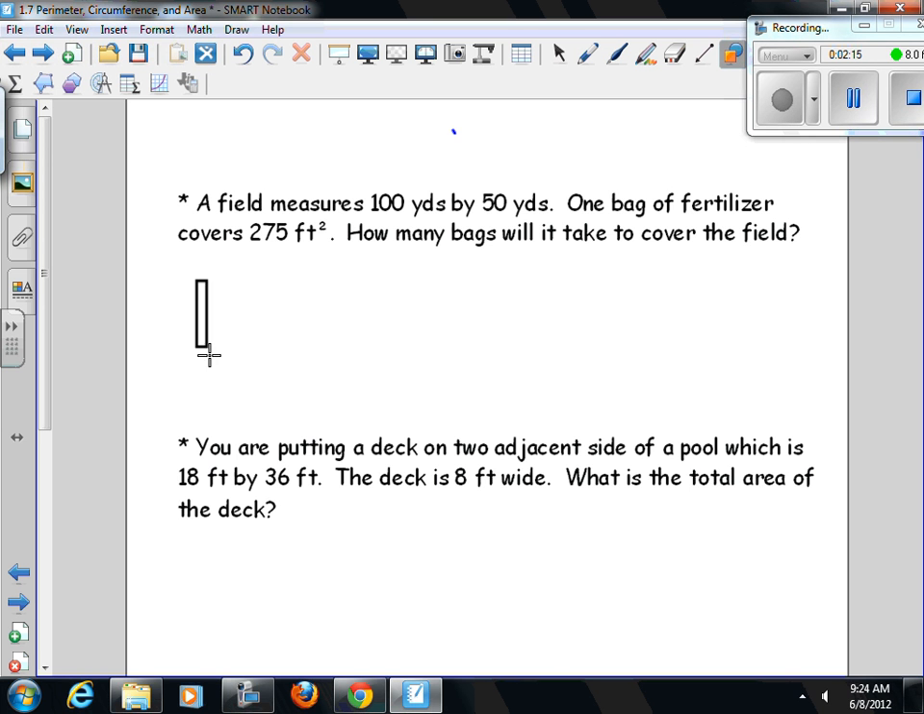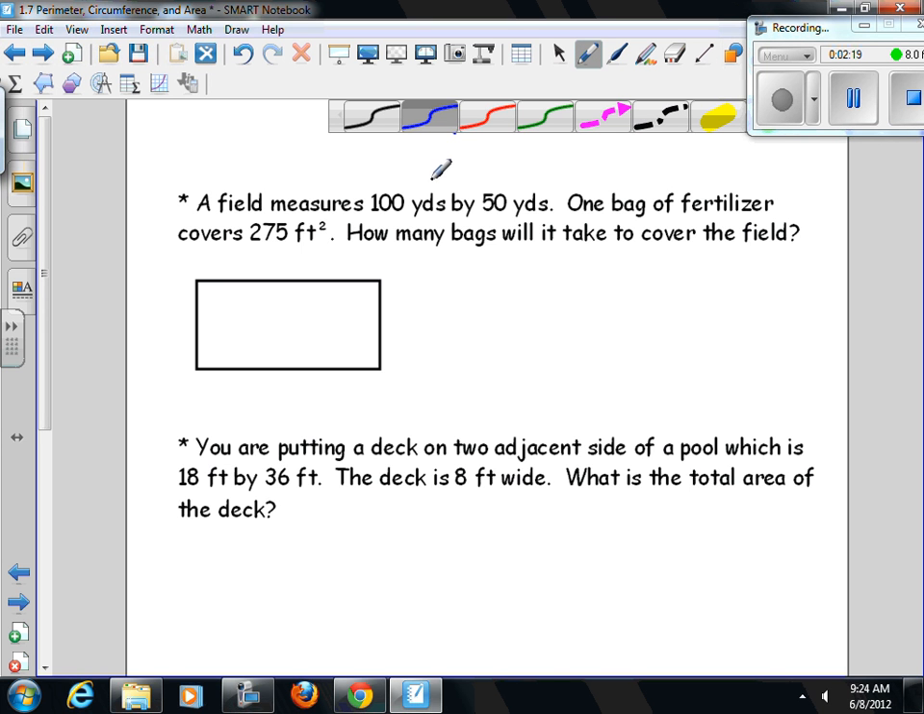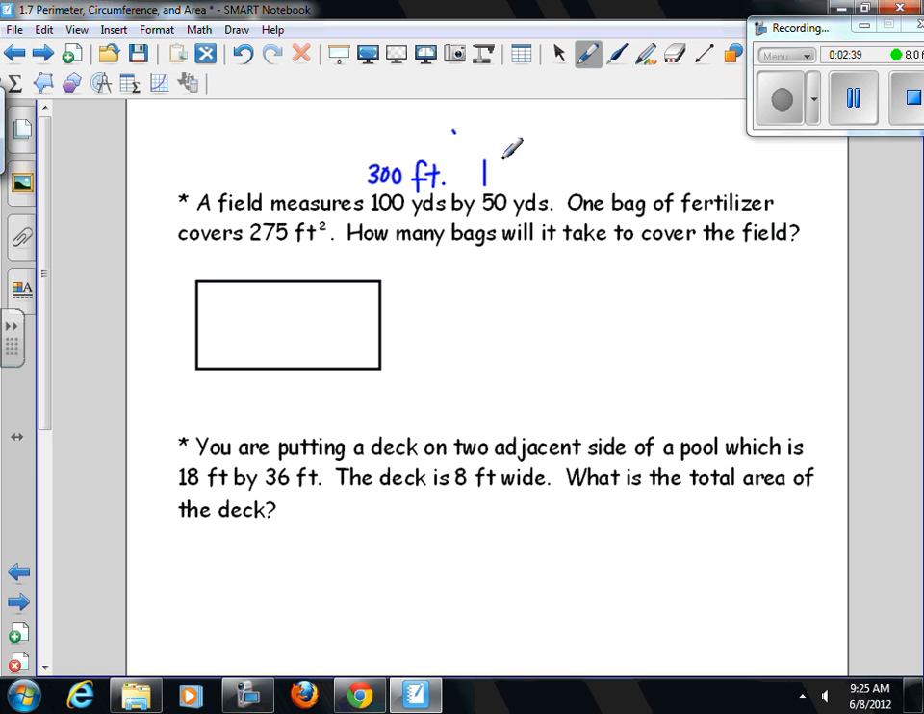So, first of all, let's draw a picture of this. Now, notice the field is measured in yards, but the bag of fertilizer is measured in square feet. So what we'll want to do is convert the yards to feet. Remember, there's 3 feet in a yard. So 100 yards is the same as having 300 feet. 50 yards is the same as having 150 feet. So let's use those measurements on our field. So we have 300 feet by 150 feet.